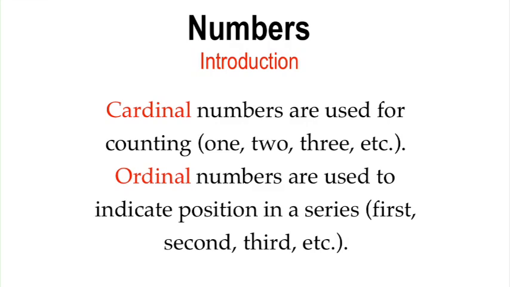There are two types of numbers in the Hebrew number system. Look again with me at your screen. There are cardinal numbers and there are ordinal numbers. Cardinal numbers are more common and they're used for counting 1, 2, 3, etc. Ordinal numbers are used to indicate position in a series, first, second, third, etc. In this chapter, we're going to cover both the cardinal and the ordinal numbers.